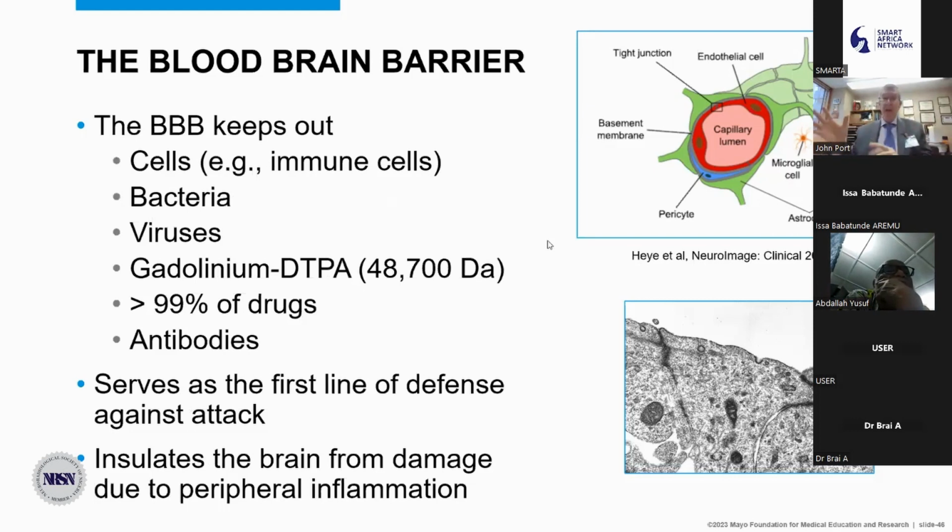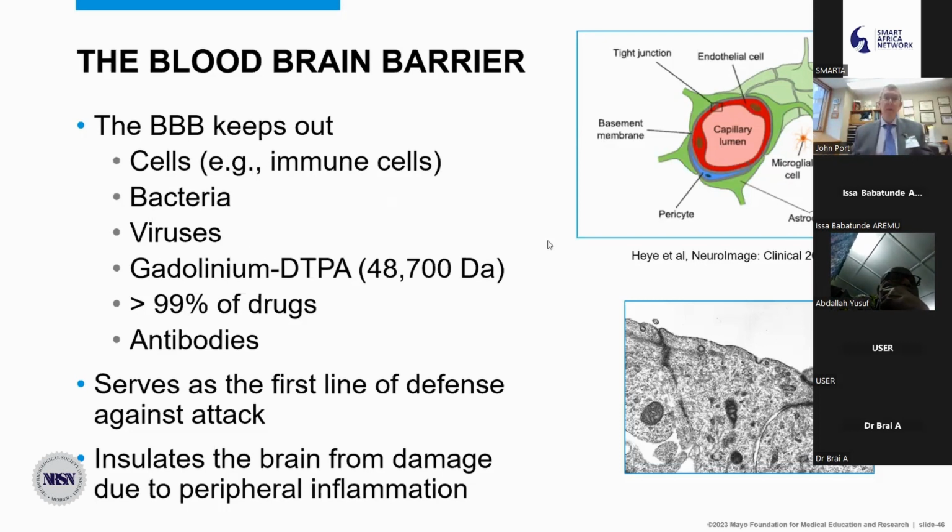We don't want those in the brain. We have microglia that will call for them if necessary, but keep those out. No bacteria, no viruses, nothing like gadolinium. That's a huge molecule, can't get across. Keeps out almost all drugs, keeps out antibodies, and it really serves as the first line of defense against attack.